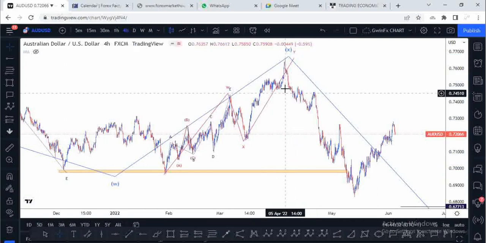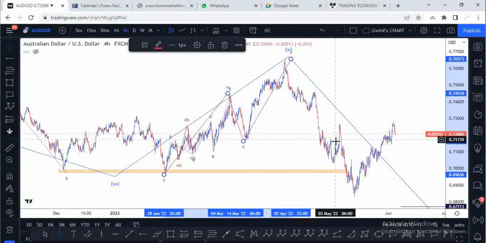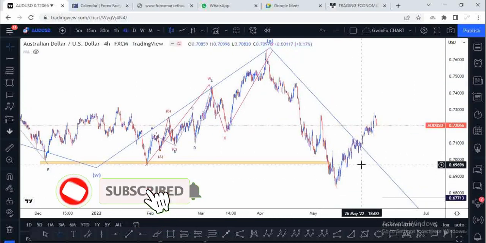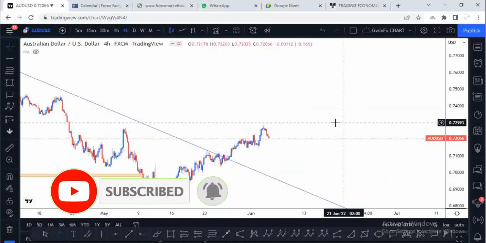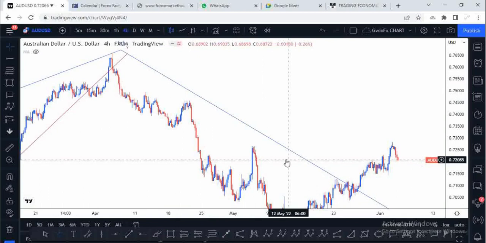So here I had a WXY, and that was complete. All right, then we started seeing another wave to the downside. So here on this one, what I'm starting to work on, where it's going to be my possible entry, I'm going to be looking at possible entry areas here for you guys.